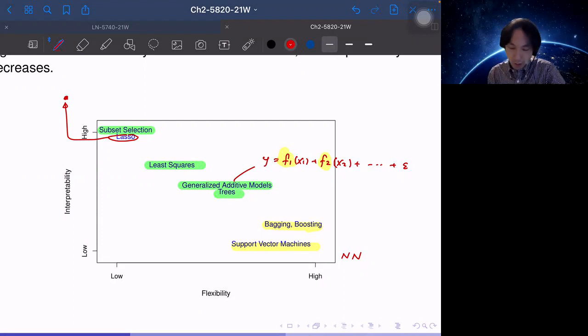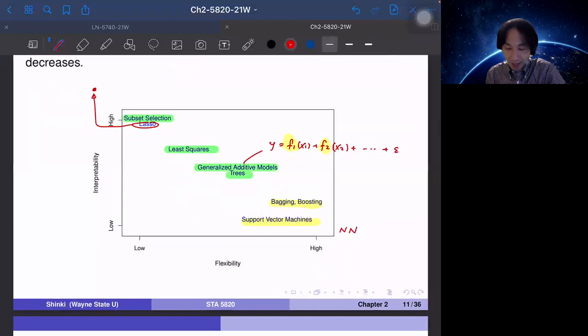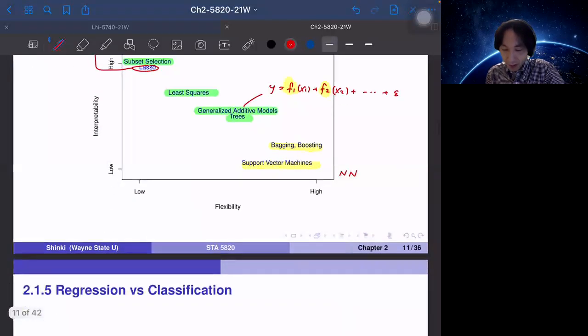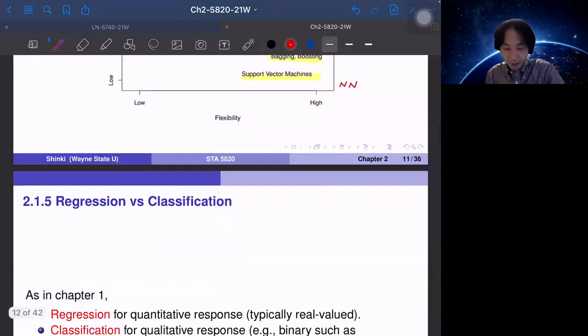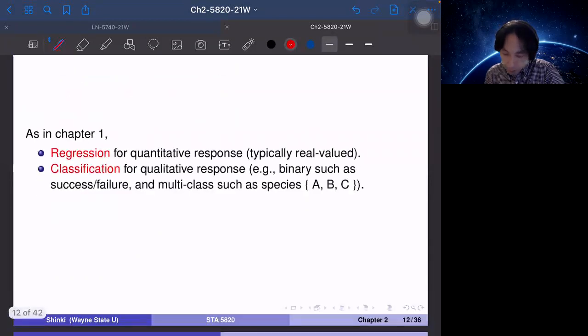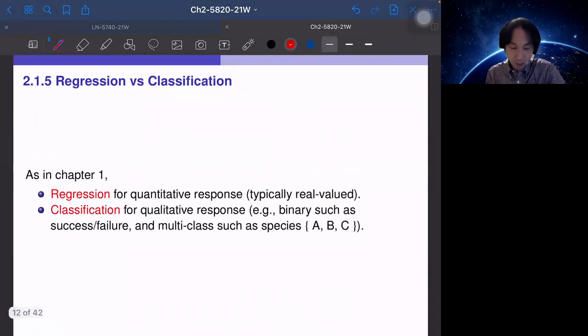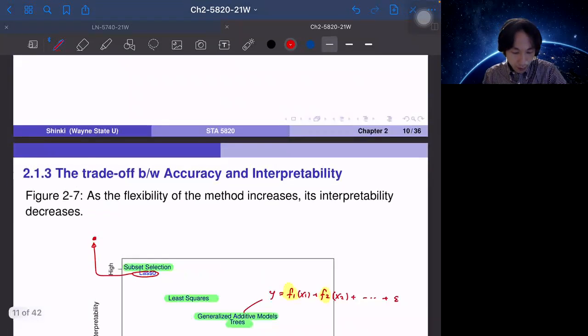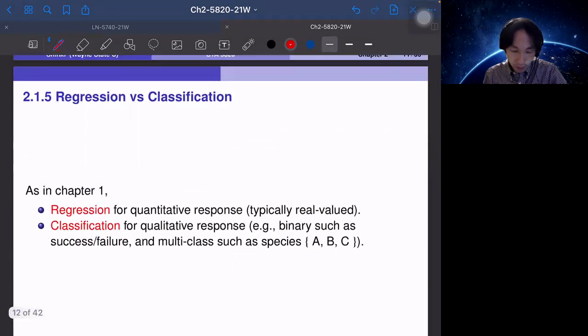Okay, so maybe we can study these models later. At that time you can remember this slide again, then you can identify the characteristics of each model. Yeah, okay, so this is, I think, the first part of chapter 2.